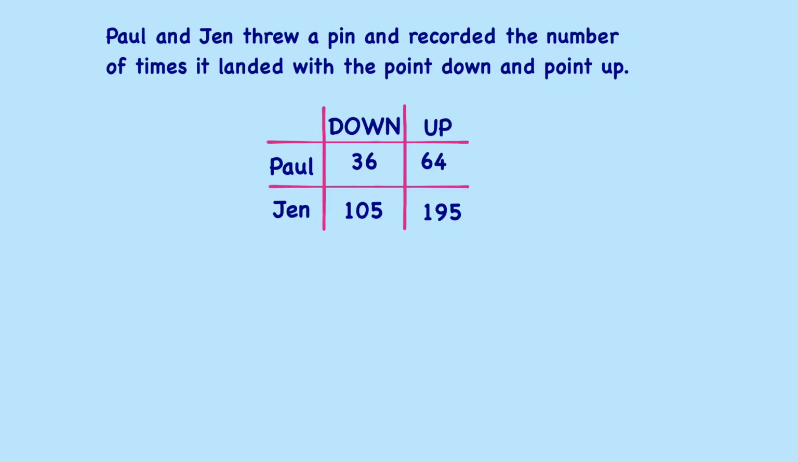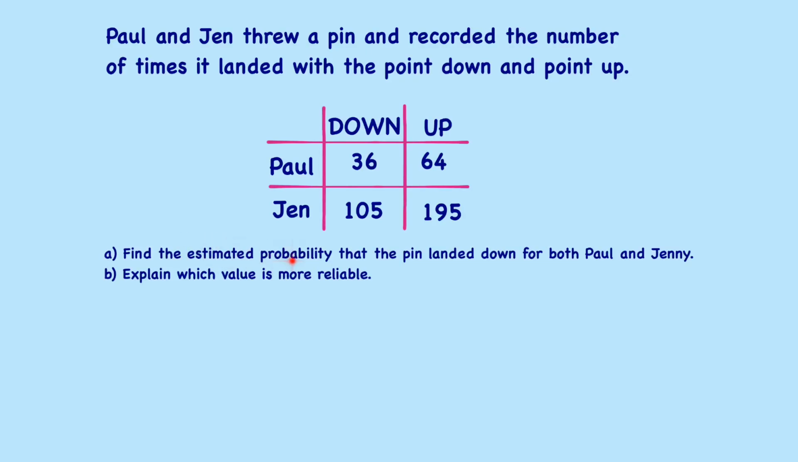Here's another example. Paul and Jen threw a pin and recorded the number of times it landed with a point down and the number of times it landed with a point up. So we have to find the estimated probability, which is the experimental probability, or relative frequency, that the pin landed down for both Paul and Jenny, and then we have to explain which value is more reliable.